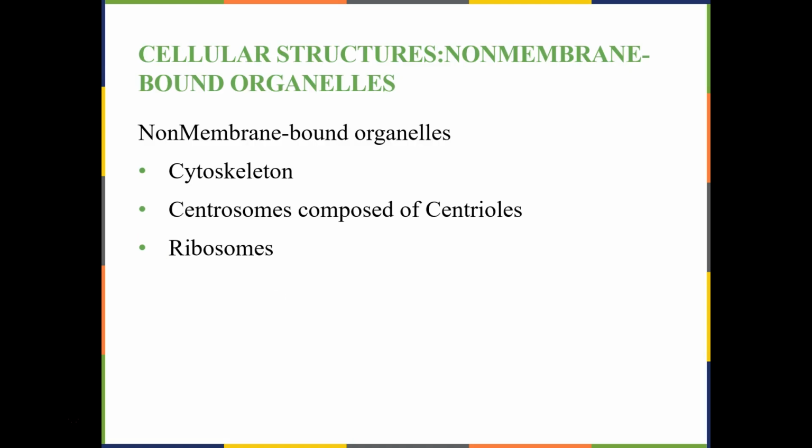Then we have non-membrane bound organelles. We have the cytoskeleton, which is composed of 3 different proteins. We have microfilaments, intermediate filaments, and microtubules. Then we have centrioles, which make up your centrosomes, I'll say it that way, which are important in moving your DNA around during cell division. And then we have ribosomes.